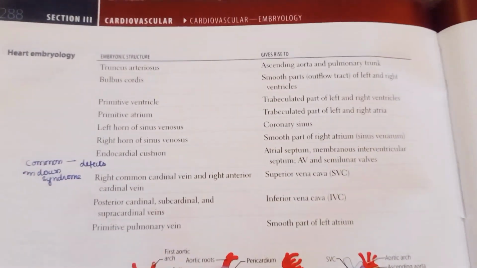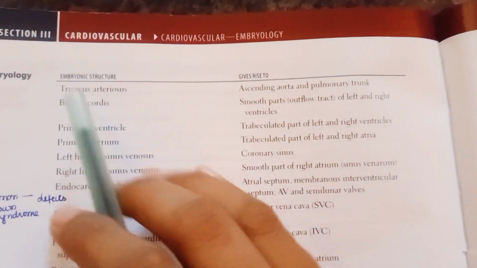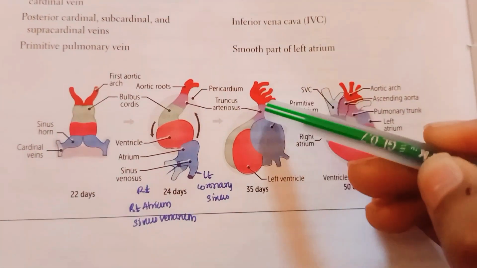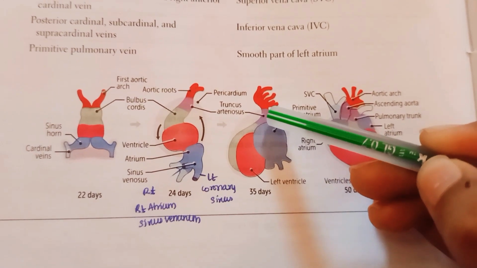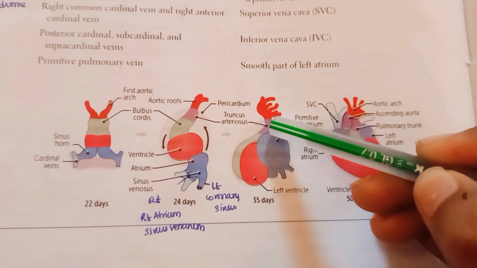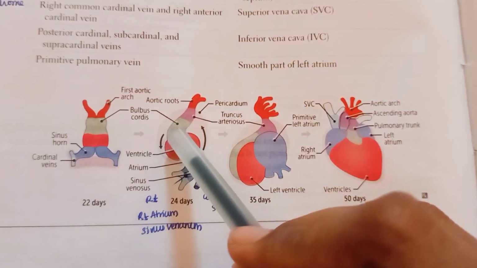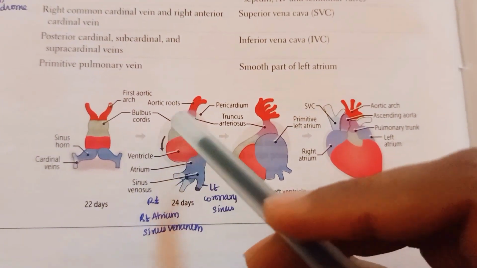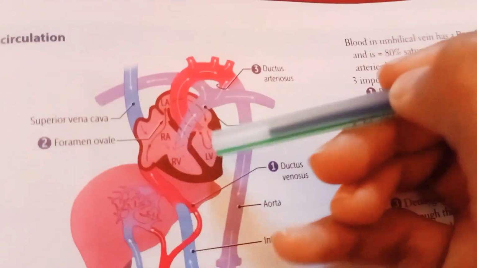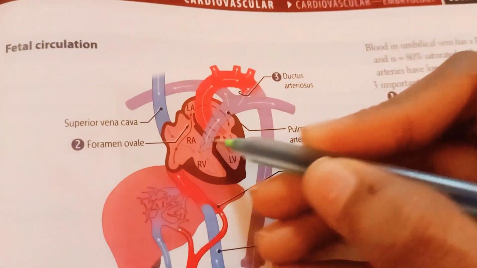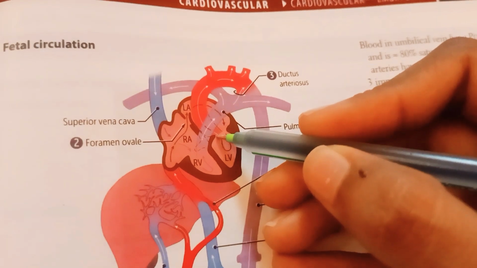Now let us discuss about the heart embryology, like what are the structures which are derived from what. So from truncus arteriosus, in this diagram if you see clearly, this is the truncus arteriosus. From this ascending aorta will be forming on left side, pulmonary trunk will be forming on right side. Next, coming to bulbus cordis. From bulbus cordis you get smooth outflow part of left and right ventricles. So you can see right ventricle, left ventricle, right? So their outflow parts here, this part, those are formed by bulbus cordis.